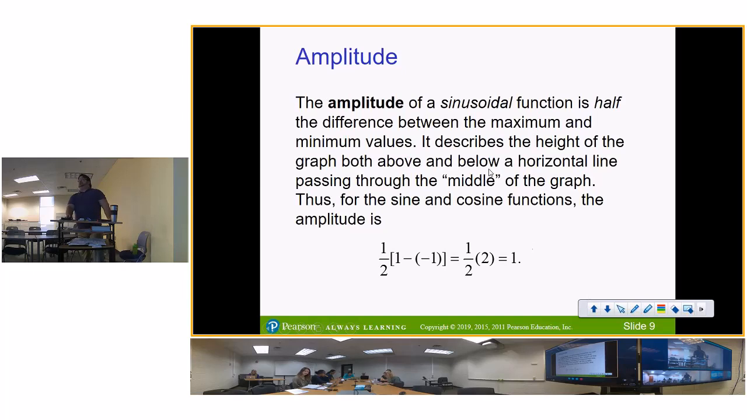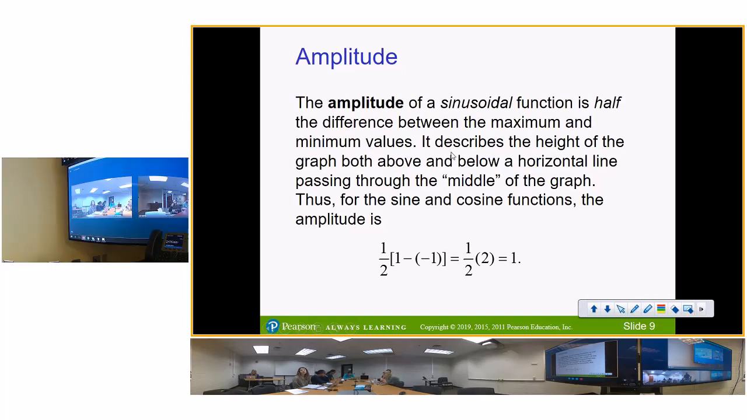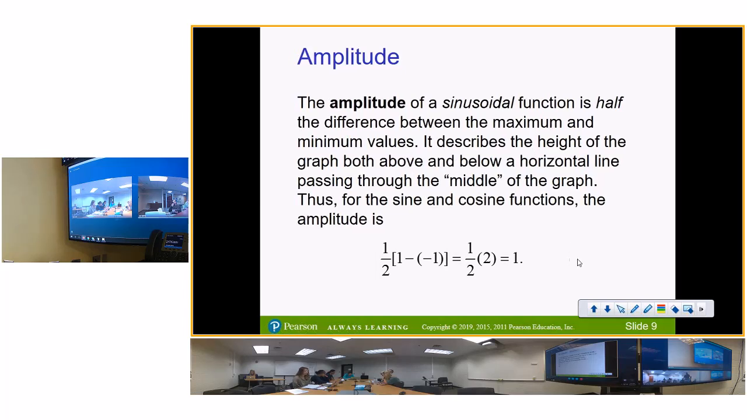Is half the difference between the maximum and minimum values. It describes the height of the line. Let me just go to the next one.